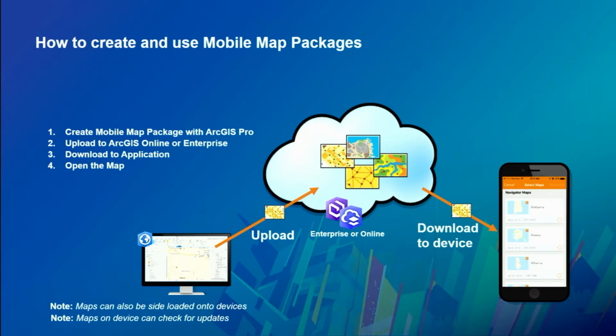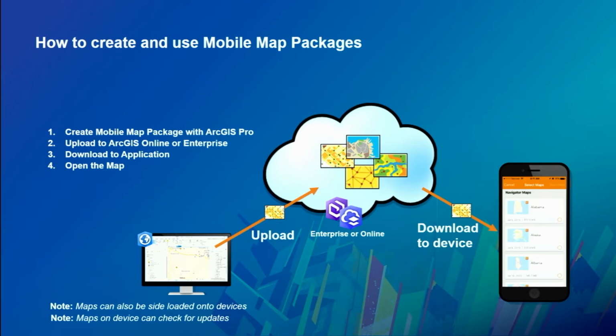So they'll see web maps, but they'll also see mobile map packages right on the device. They download the map, open it, and use it. If later on you make updates to that map, you just share it back to your portal or ArcGIS Online. You're overwriting the map that's already there. The application will automatically detect that there's a new map, and the user will be alerted that there's a new map available that they can download or not. So that's the general workflow for how to manage these mobile map packages for your workforce.